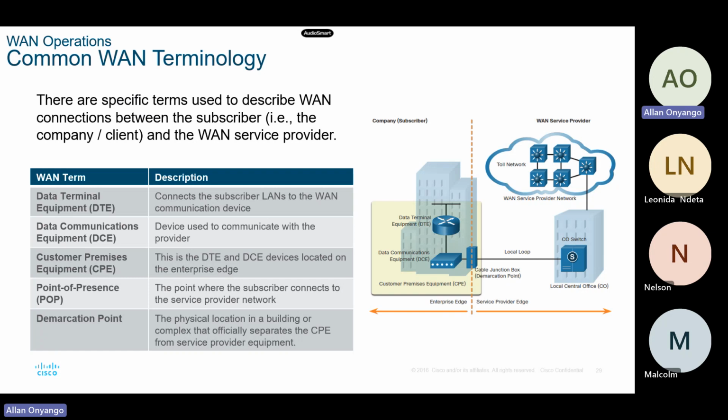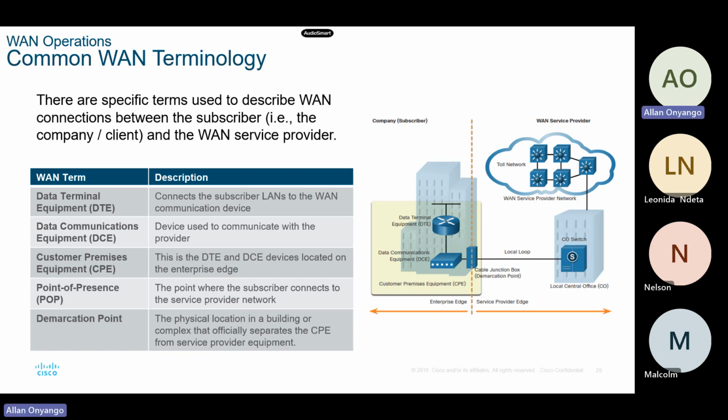DCE communicates with the wider network provider. And then, of course, we have the CPE, the customer premises equipment. Majorly, these are the equipment that are found within the control of the customer's compound, and that includes devices like DTE and DCE. We have what's called the point of presence, the POP. This is where the subscriber normally connects to the service provider themselves.